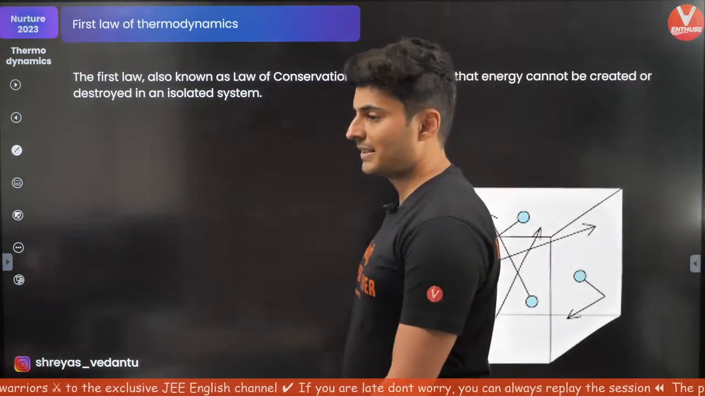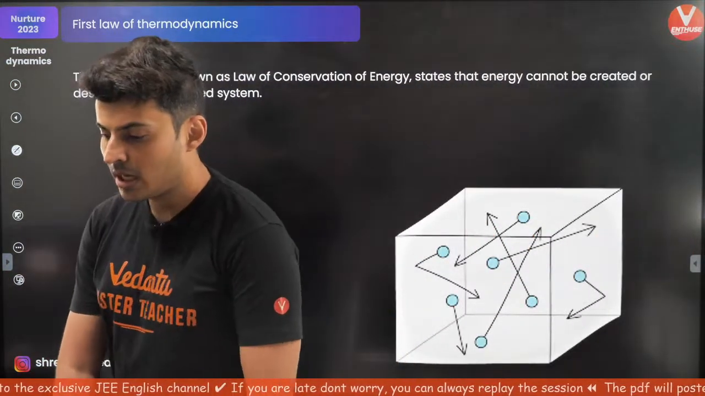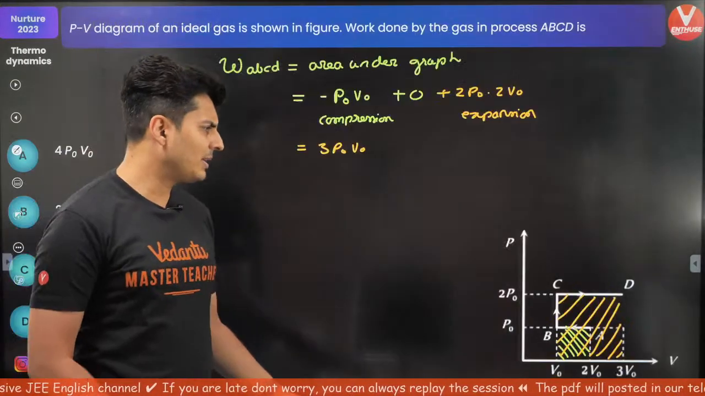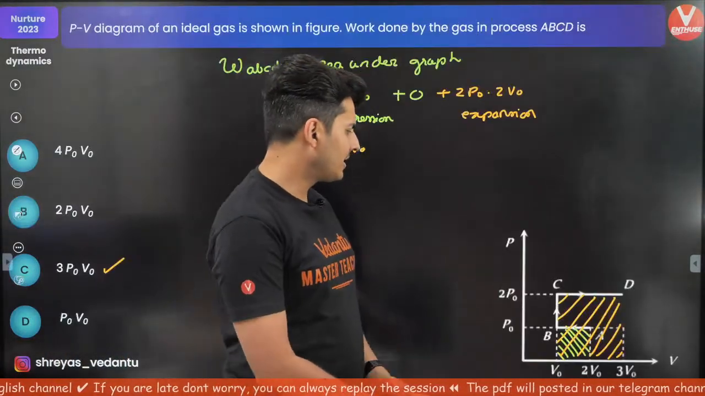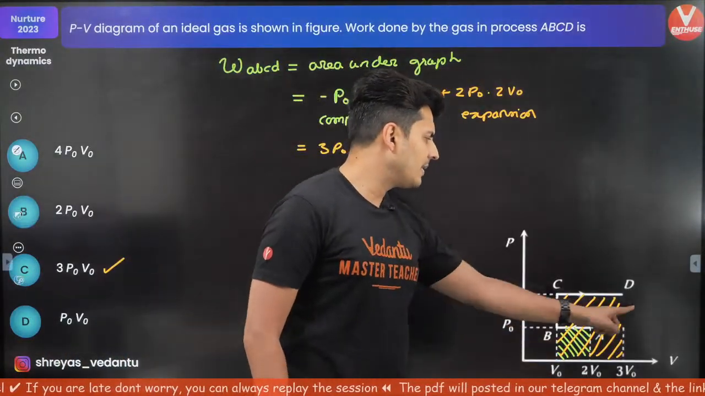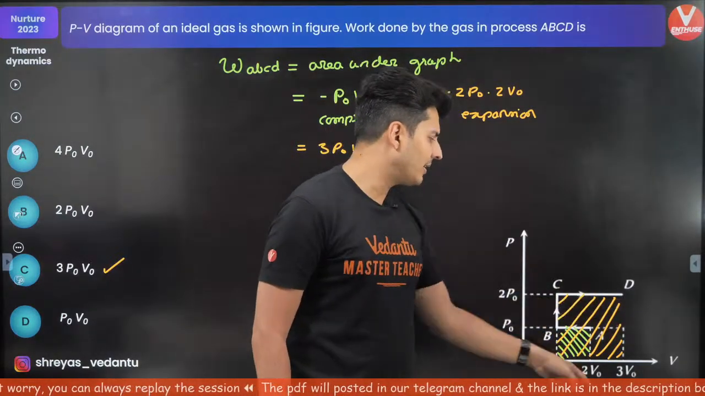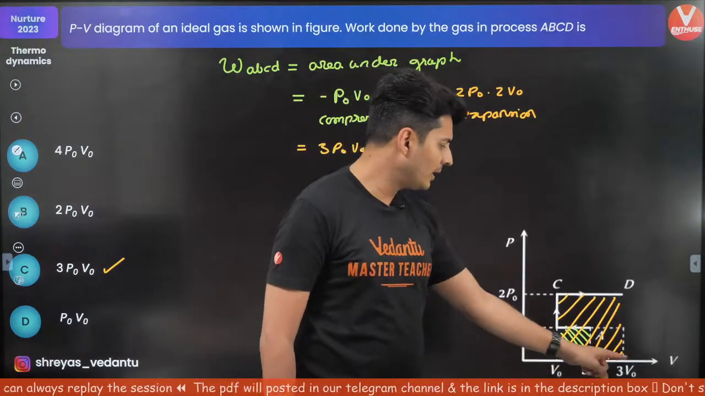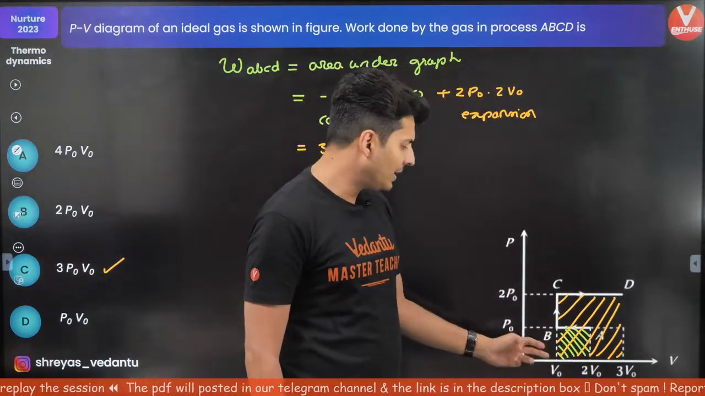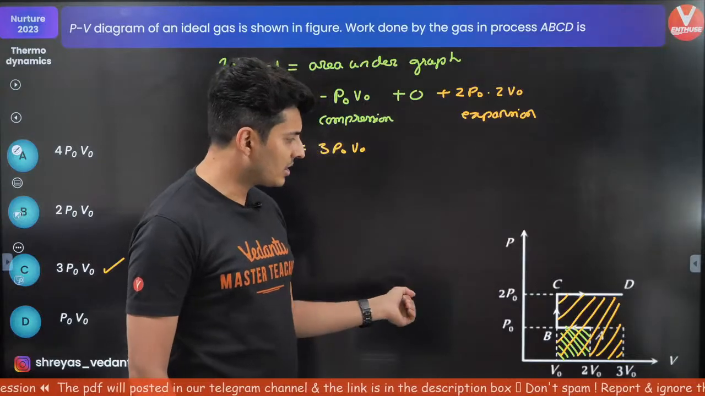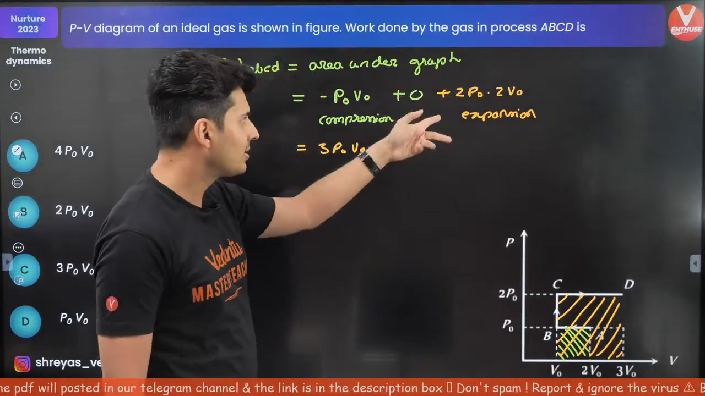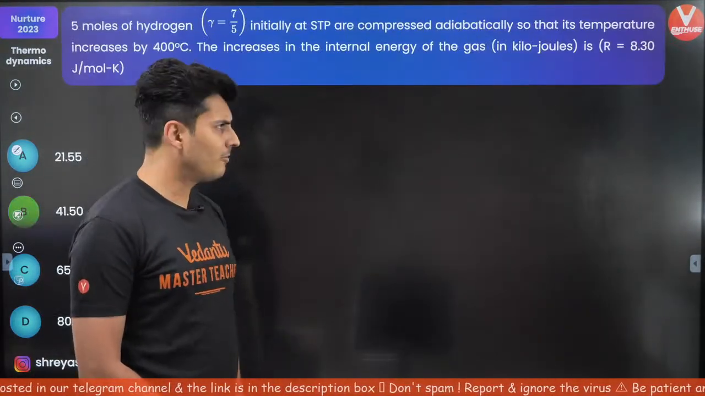Moving ahead to the next one. First law of thermodynamics. For study purposes, it's very simple. You just have to calculate this small area and this big area, because from A to B it's this much area, and from C to D it's the big area. You can see the height, 2P0, 2V0. The green's height is P0 and V0. Green is compression, yellow is expansion, so expansion is positive, and green is negative because of compression.